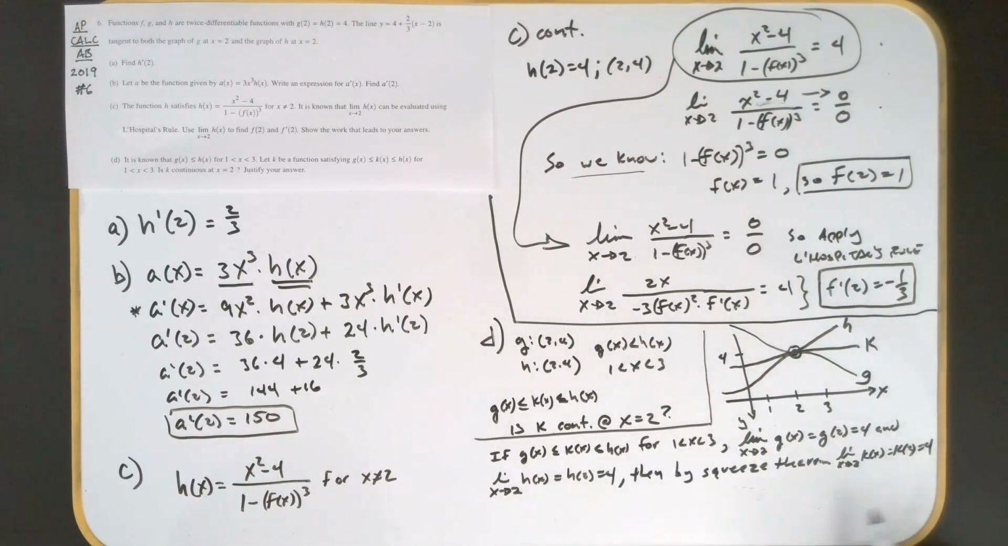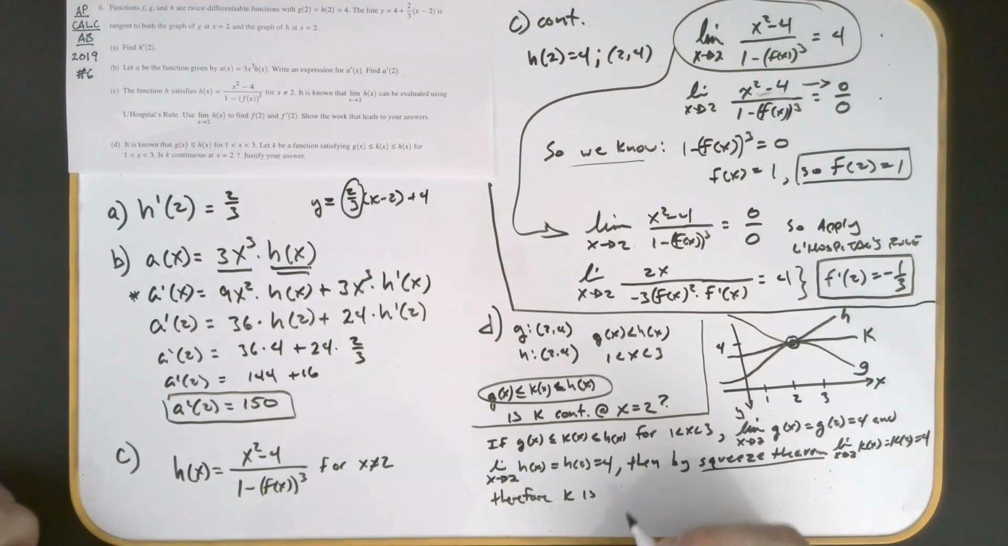So is k continuous at 2? By the squeeze theorem, well, you can read that. The limit as x approaches 2 of k of x, as k of 2, is also equal to 4. Therefore, k is continuous at 2. The y value is 4, but the x value is 2.